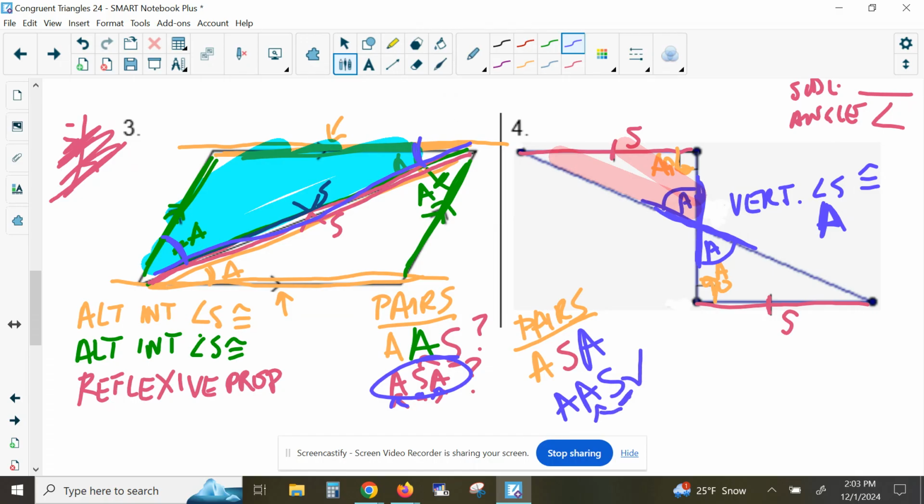So this one's the good one. This one, see, this side would be touching both angles, and that is not what we have here. So it's going to be this one.